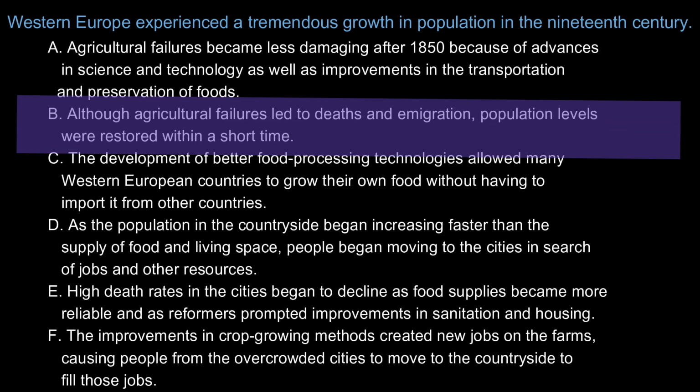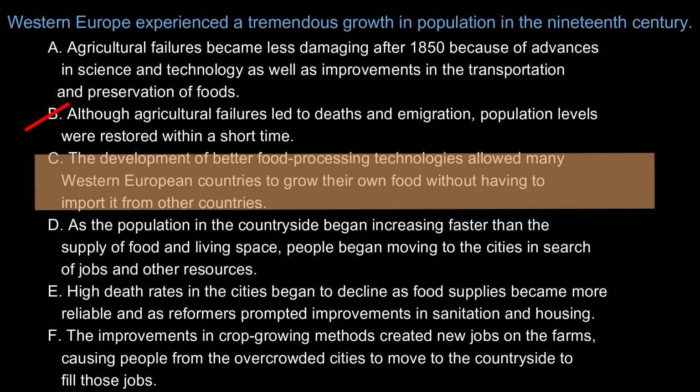B. Although agricultural failures led to deaths and emigration, population levels were restored within a short time. B only talks about restoring the previous population size, not explaining the growth. So B is not a good choice. C. The development of better food processing technologies allowed many Western European countries to grow their own food without having to import it from other countries.